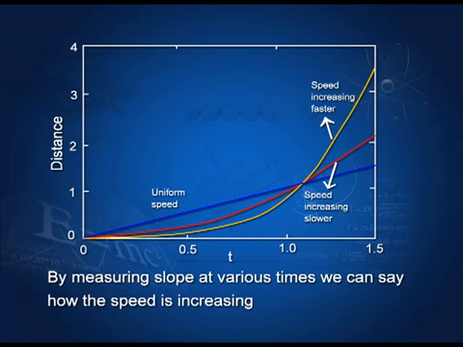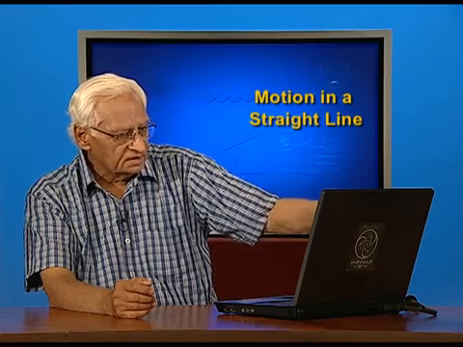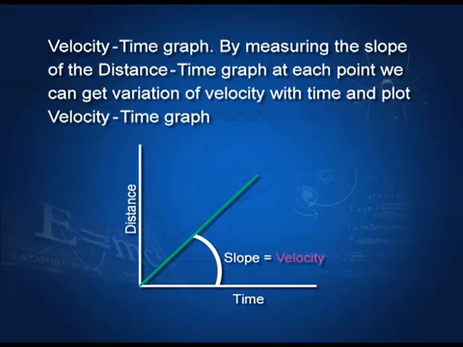If we can read the various slopes at various times, then we can say whether the speed is increasing or decreasing. In this case, this blue line is uniform speed, where this red and dark line, they are showing the speed is increasing. On the dark line, of course, it is increasing faster because the slope is increasing. Let us repeat again distance time graph. The slope of this graph shows us the velocity.